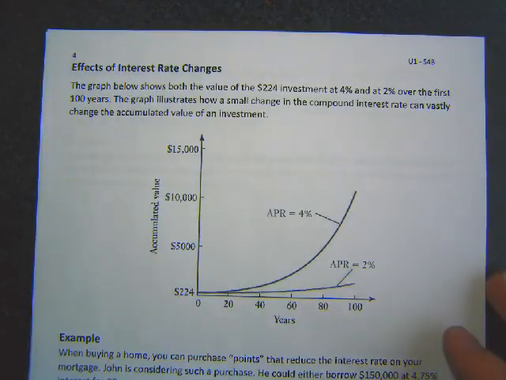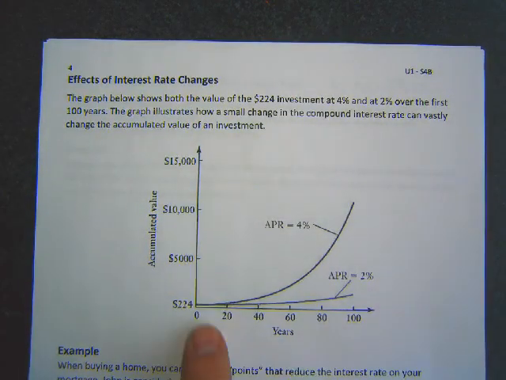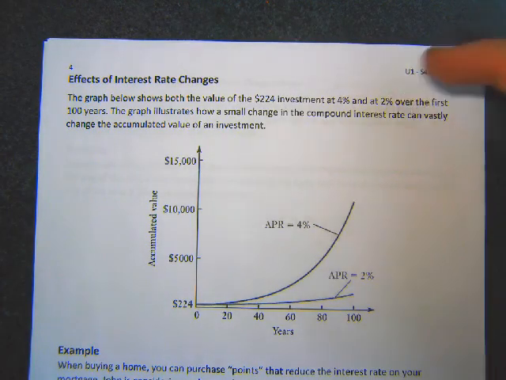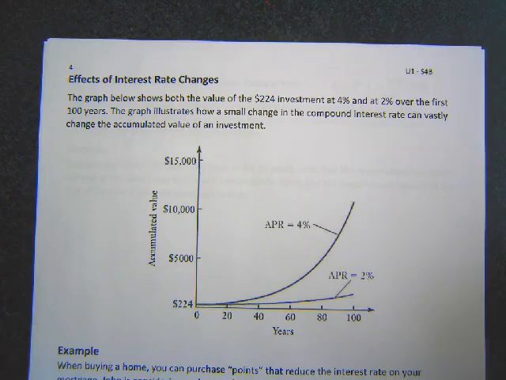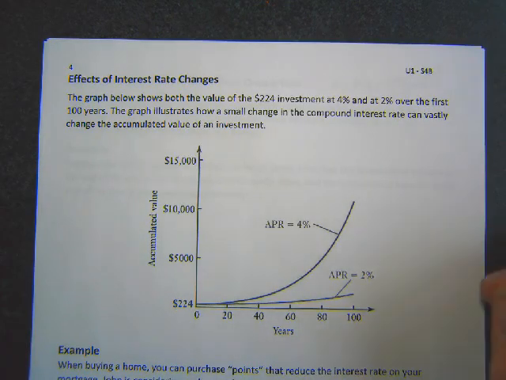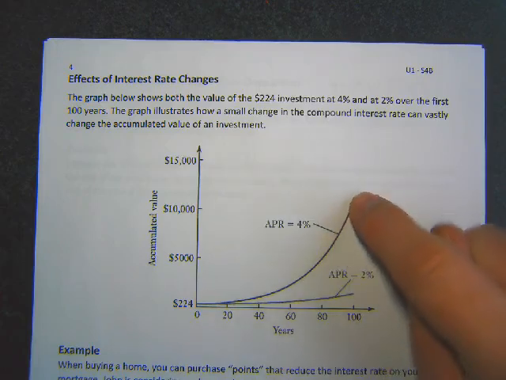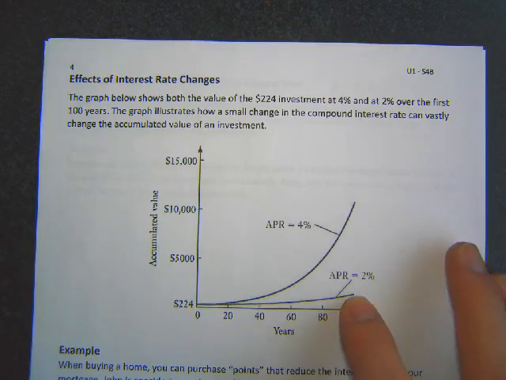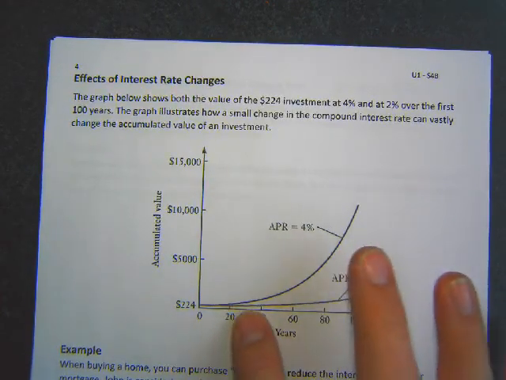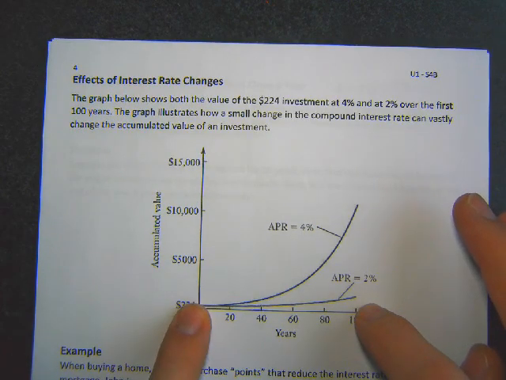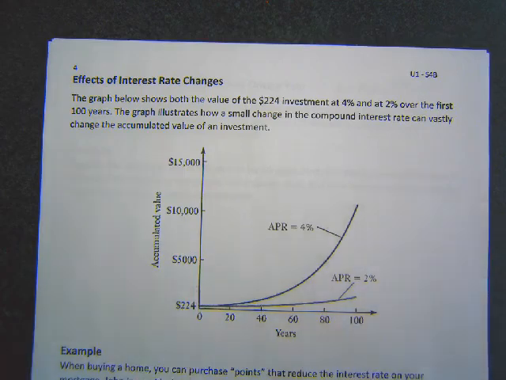Okay, the graph below shows that same $224, but now we're looking at the difference between investing at 4% and 2%. And this is a good way to show you how the interest rate has a really large effect on the growth as well. So the graph illustrates that a small change in interest rate can really make a big difference. So that 4%, you can see how by 100 years it's really climbing up high into the tens of thousands. But 2%, being half as much, being a smaller percentage, is not growing nearly as fast. By 100 years, it's still down here in maybe the hundreds of dollars. I don't think it's climbed up to the thousands of dollars.